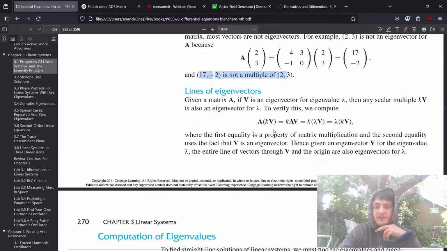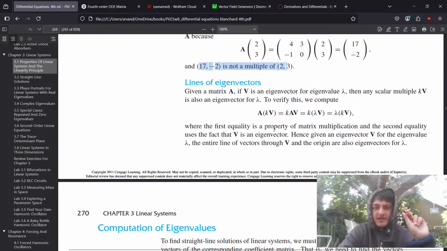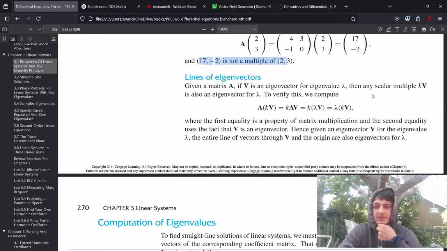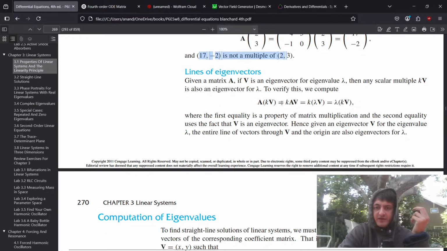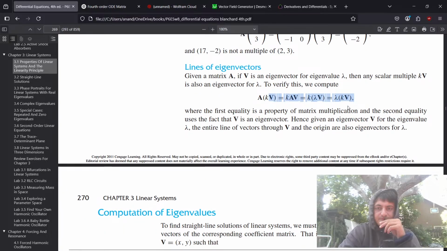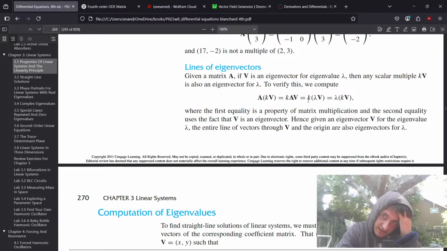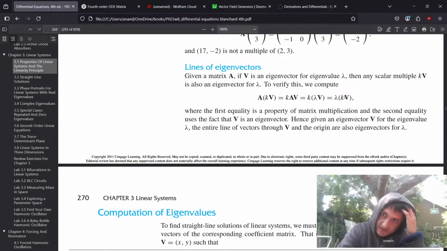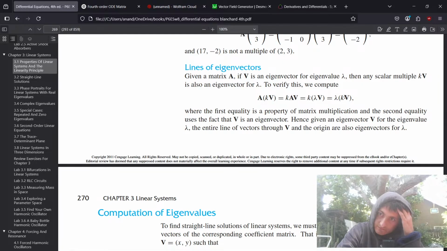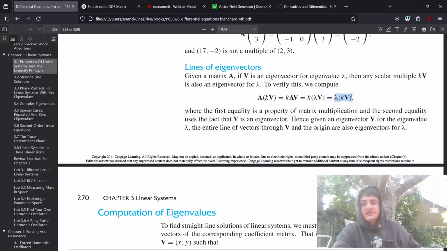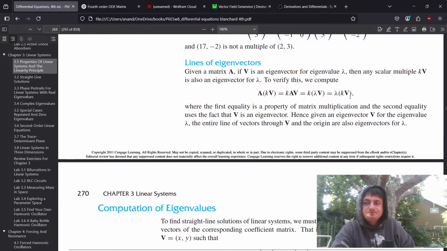All right, lines of eigenvectors. Given a matrix A, if v is an eigenvector for eigenvalue lambda, then any scalar multiple k times v is also an eigenvector. To verify this, you do A times kv is equal to this, just by the definition of matrix-vector multiplication, or the linearity of it. Then we know that this is equal to this, and then scalar multiplication is commutative.